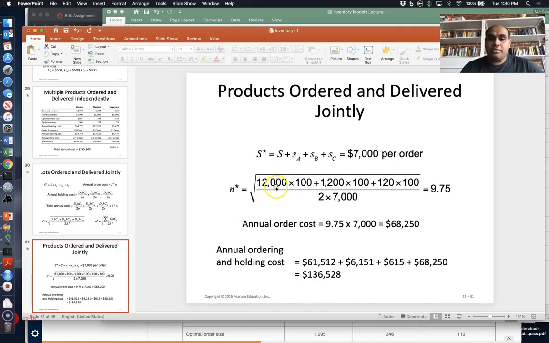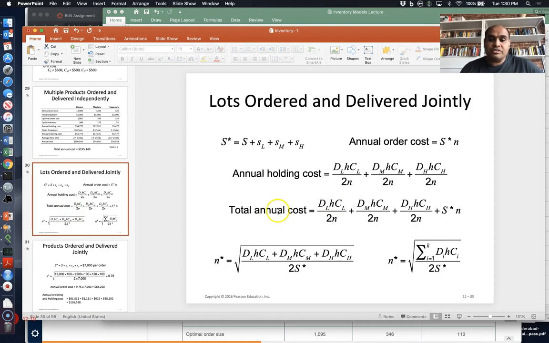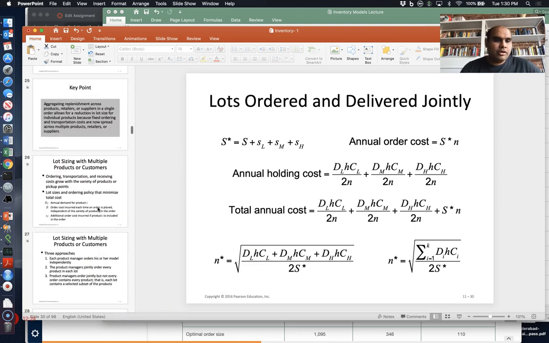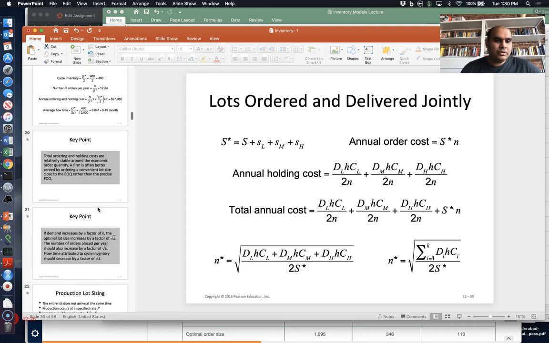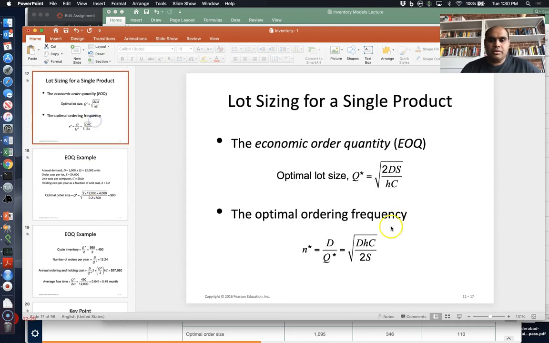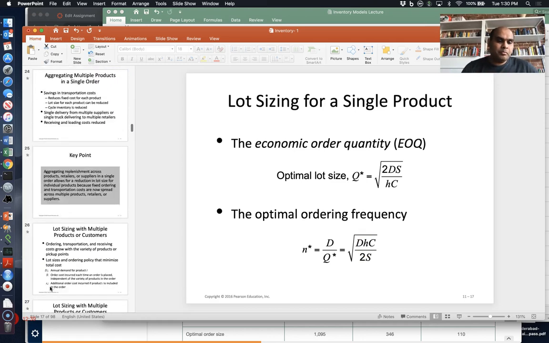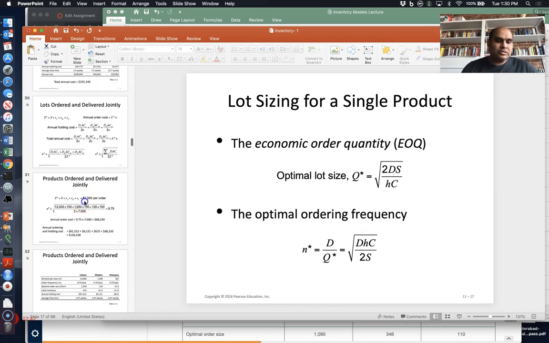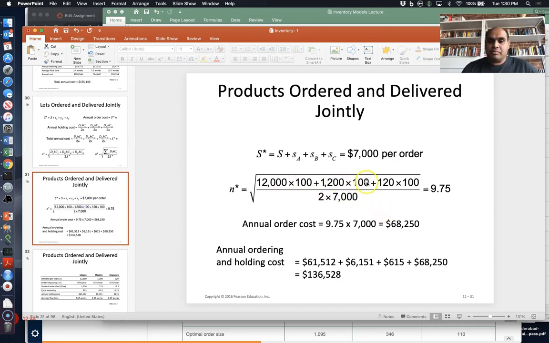So 7,000 per order. We can calculate the frequency of order. Remember the formula for frequency was right here: demand times H times C over 2 times S. But instead of just having demand times H times C, we're going to have demand times H times C for all three products put together. That's exactly what this formula was. It's demand times H times C plus demand times H times C plus demand times H times C for the three items divided by 2 times the fixed ordering cost. That is a single number, right?